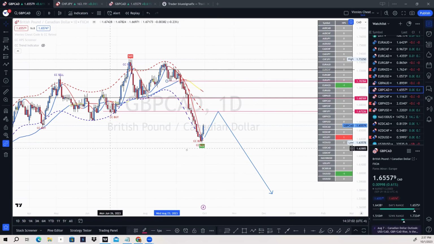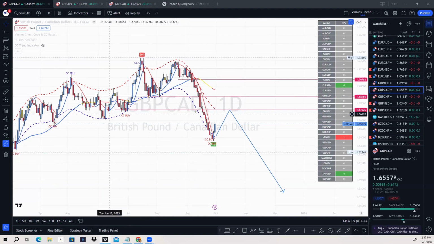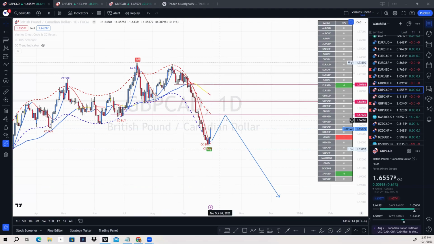The reason the trend is down now is because we had a break of structure here. After a break of structure, guys, there's always going to be a pullback. So we're getting that pullback right now on GBP CAD before we continue lower. Okay.